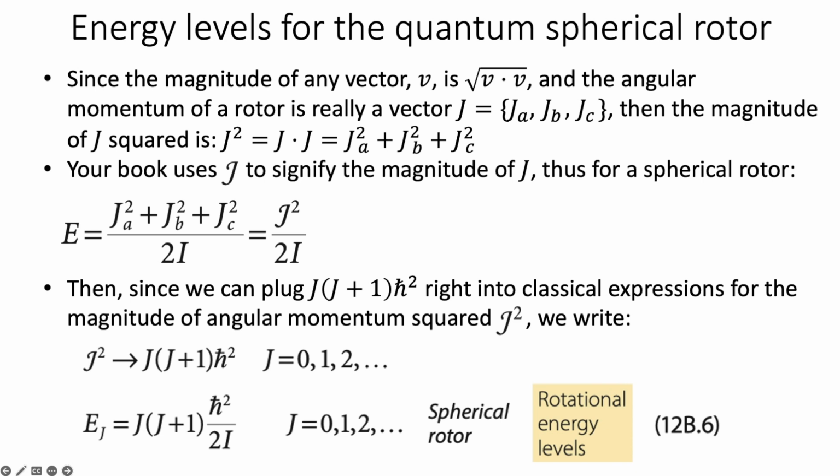And of course, on the previous slide, we showed that the units are the same, and therefore we can express this directly. So we've shown that this expression here, this curly J squared over 2I, we can actually take our quantum expression, J times J plus 1 h bar squared, and replace the curly J squared with that, and we've produced an expression for the rotational energy levels of the spherical rotor. There we have it, equation 12b.6.